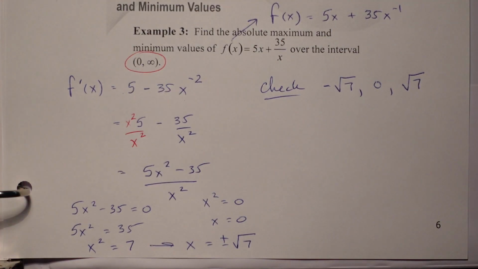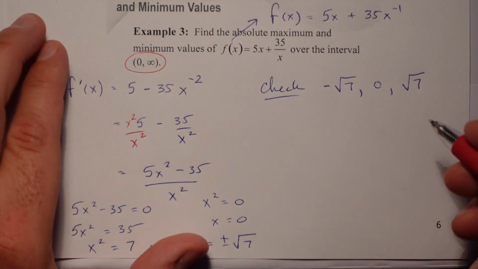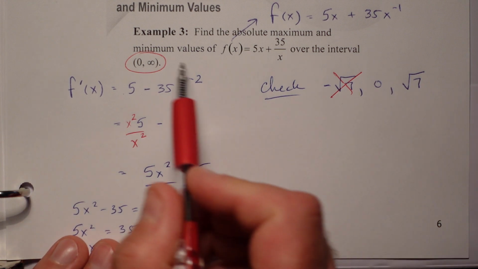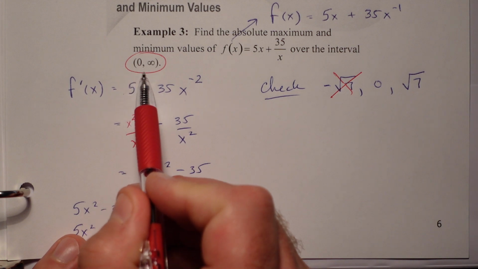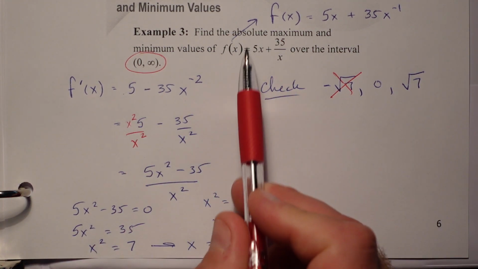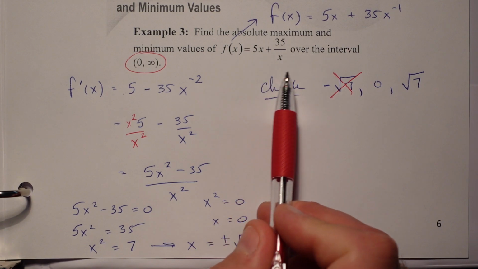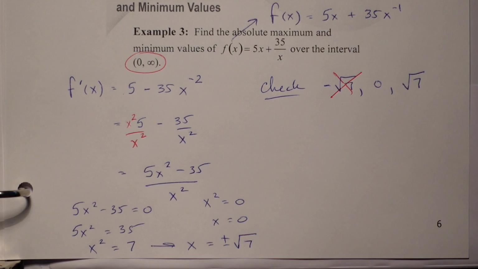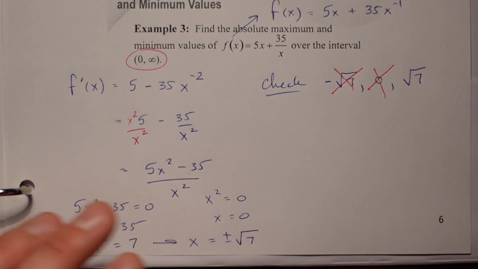Our interval only goes from 0 to infinity, and notice it's open on both ends, so it doesn't even include those endpoints. So negative square root of 7 is not a valid critical number, nor is 0, right? If you look at 0, this is not a closed interval. This interval doesn't include 0, which, by the way, if you look at the original function, 0 cannot be part of that domain, right? 35 over 0 is undefined, so that one is out as well.